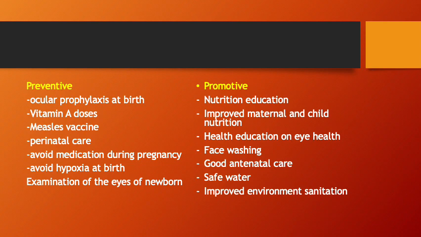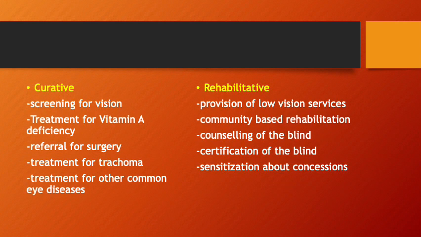Then examination of the eyes of the newborn. In the promotive part, the interventions include nutrition education, improved maternal and child nutrition, health education on eye health, face washing, good antenatal care, safe water, and improved environmental sanitation. In the curative component, the interventions include screening for vision, treatment for vitamin A deficiency, referral for surgery, treatment for trachoma, and treatment for other common eye diseases.